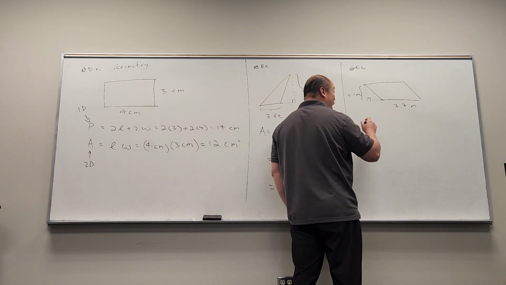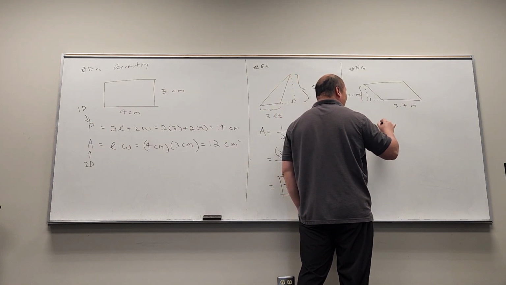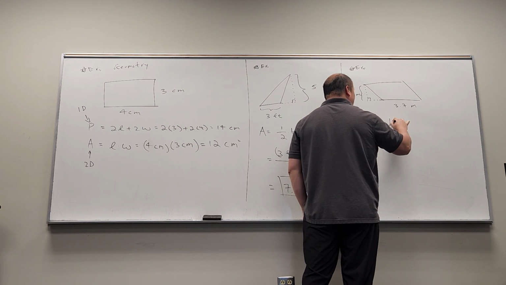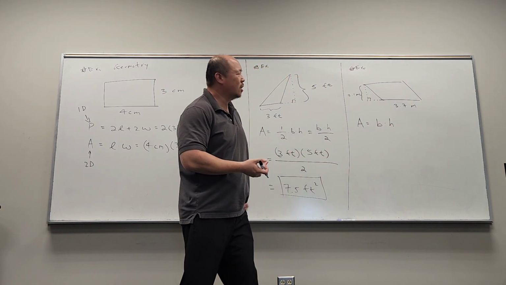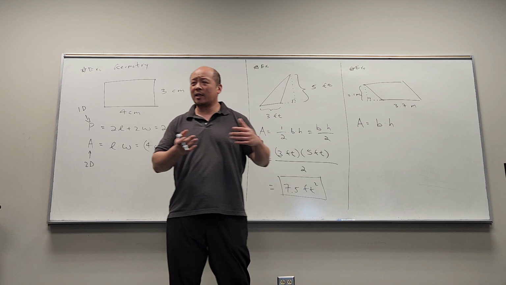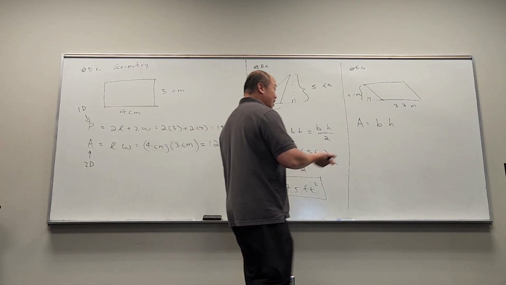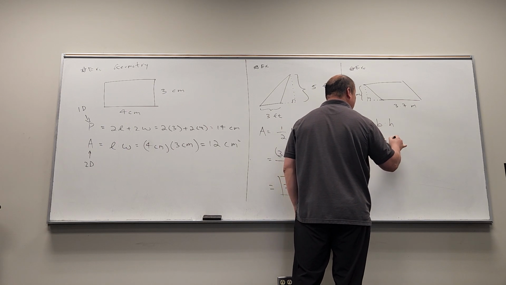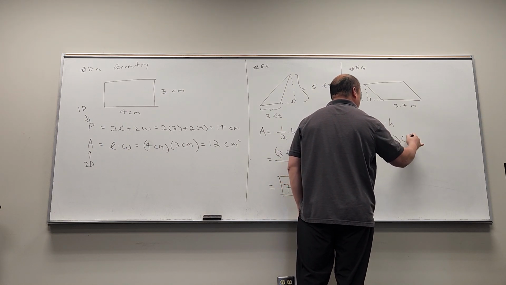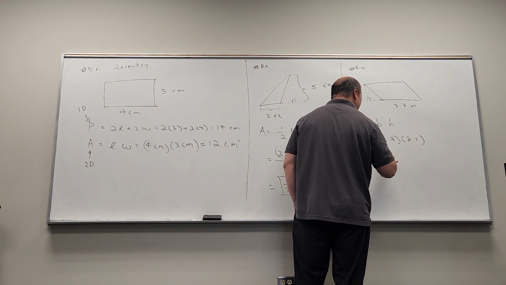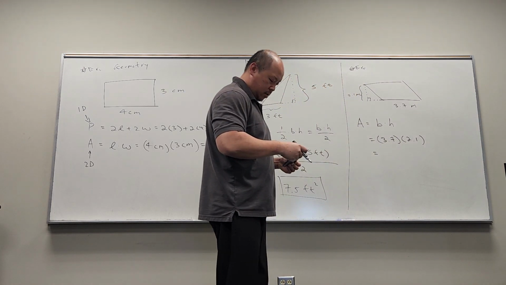And the area is always the base times the height. It's kind of like the rectangle, right? It's got length times width. It's almost like that. And base times height, in this case, will be 3.7 times 2.1. Just put this in the calculator. And let me see.